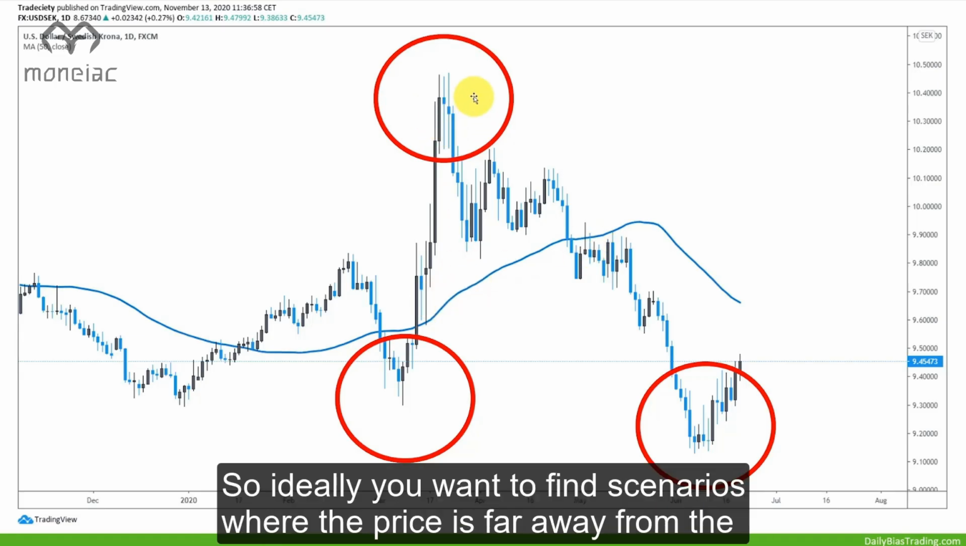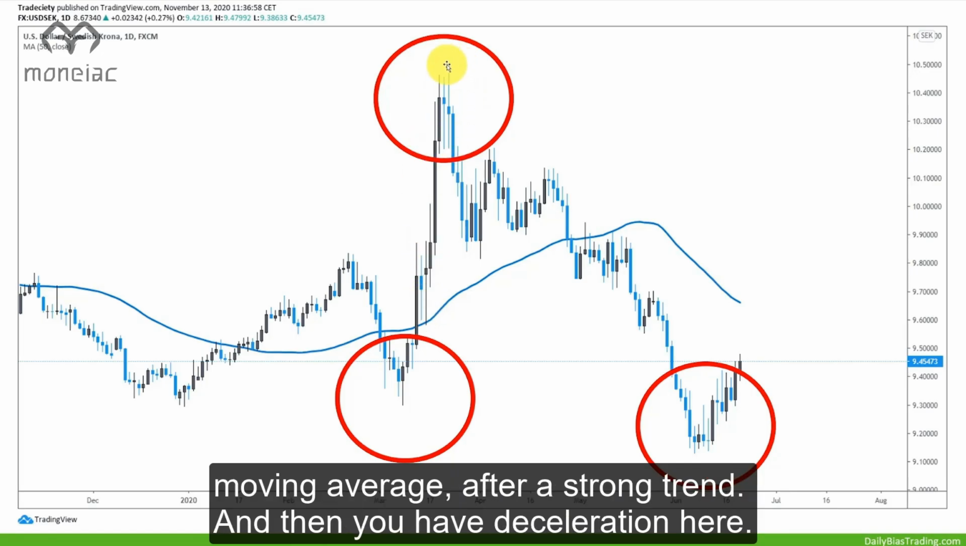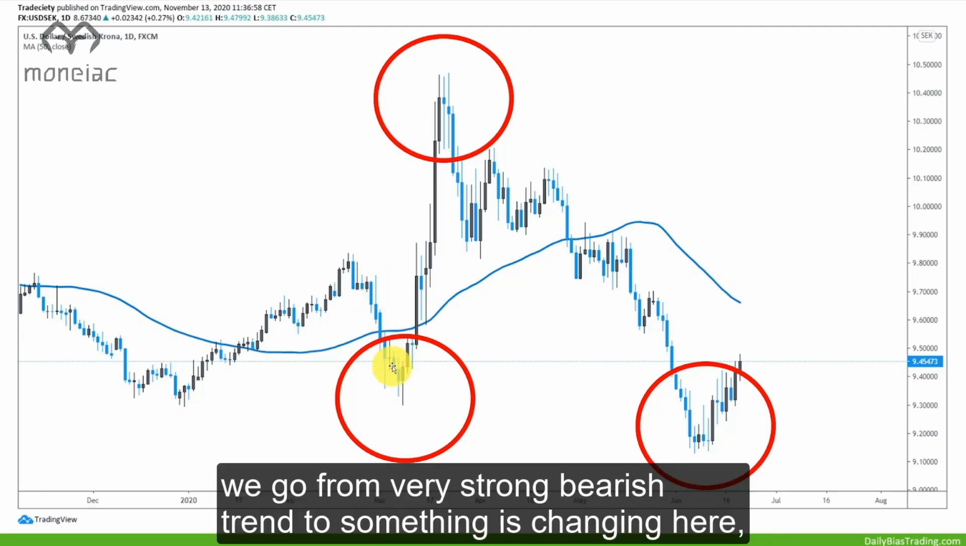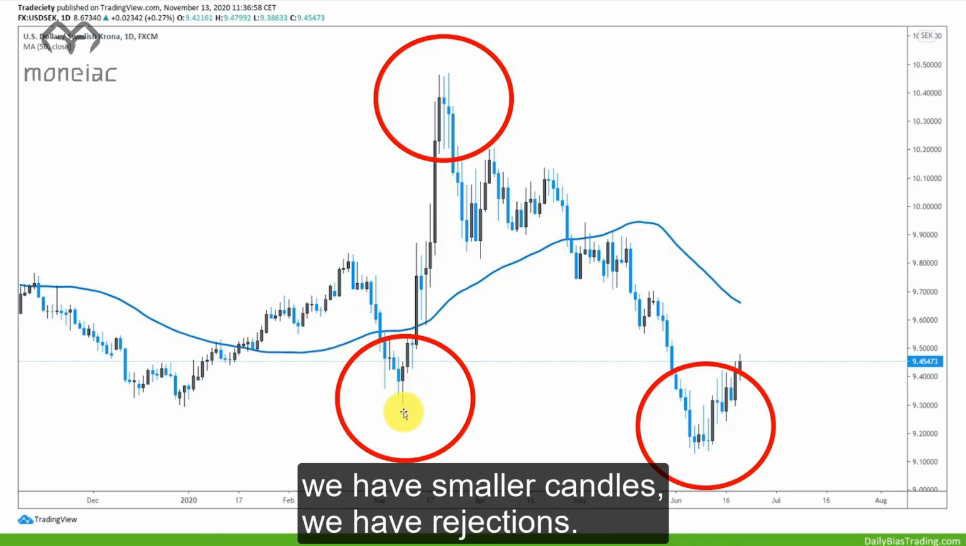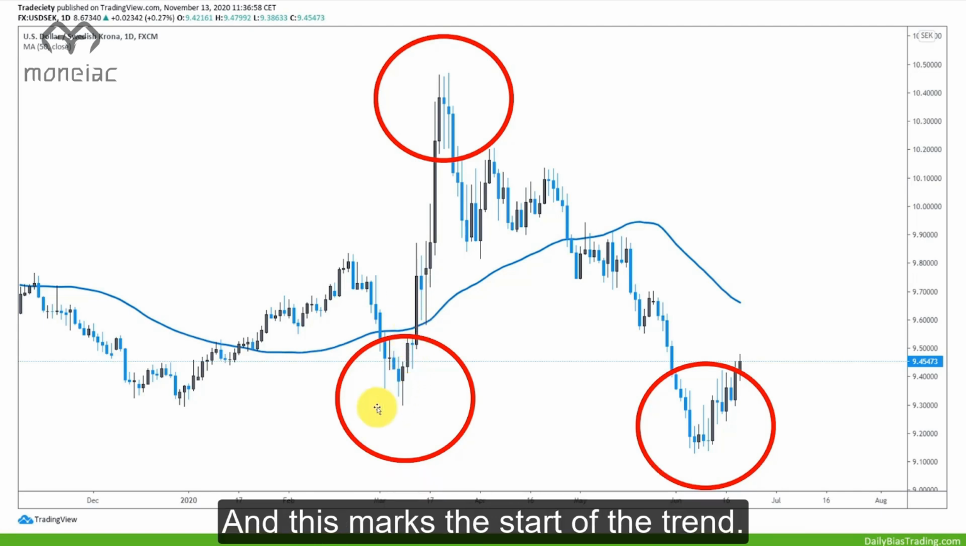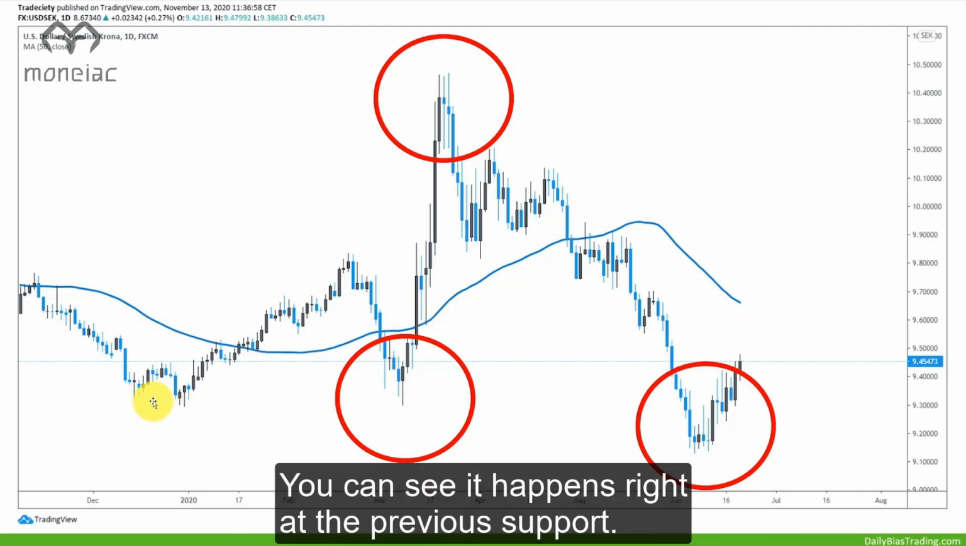So ideally, you want to find scenarios where the price is far away from the moving average after a strong trend, and then you have deceleration like here. This is also tradable. It's a little bit more advanced, as we will see later, but you can see we go from a very strong bearish trend to something changing here. We have smaller candles, we have rejections. Here we suddenly have a strong bullish candle, and this marks the start of the trend. You can see it happens right at the previous support.